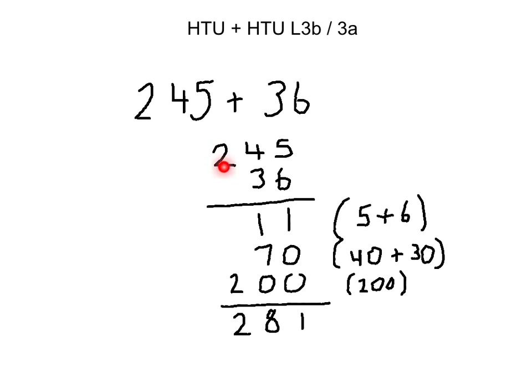And finally we moved to the hundreds, where we have 200 by itself, so 200, and then all we do is add up the answers. 200 add 70 is 270, add 11 is 281.